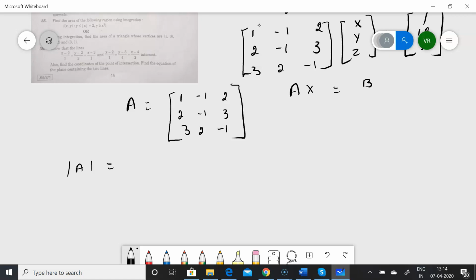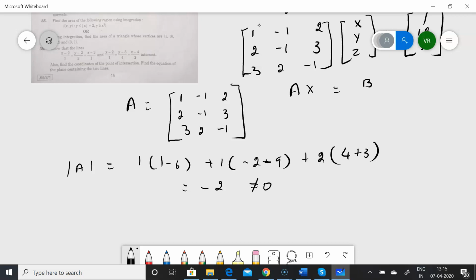Determinant value of A is 1 into 1 minus 6, plus 1 into minus 2 minus 9, plus 2 into 4 plus 3, which is equal to minus 2, which is not equal to 0. Hence, it is not a singular matrix. Hence, inverse exists.